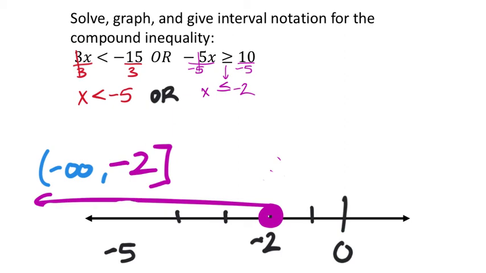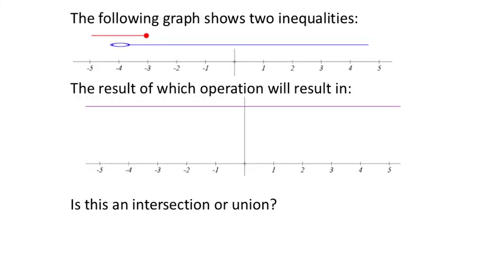Now, do keep this in mind. If we just change this to an and statement, I know this is hypothetical again, but if this was an and statement, it would have ended at negative 5, because that's where the two lines would have begun to intersect. And since this one does not include 5, it would have been a closed parenthesis like that, okay?